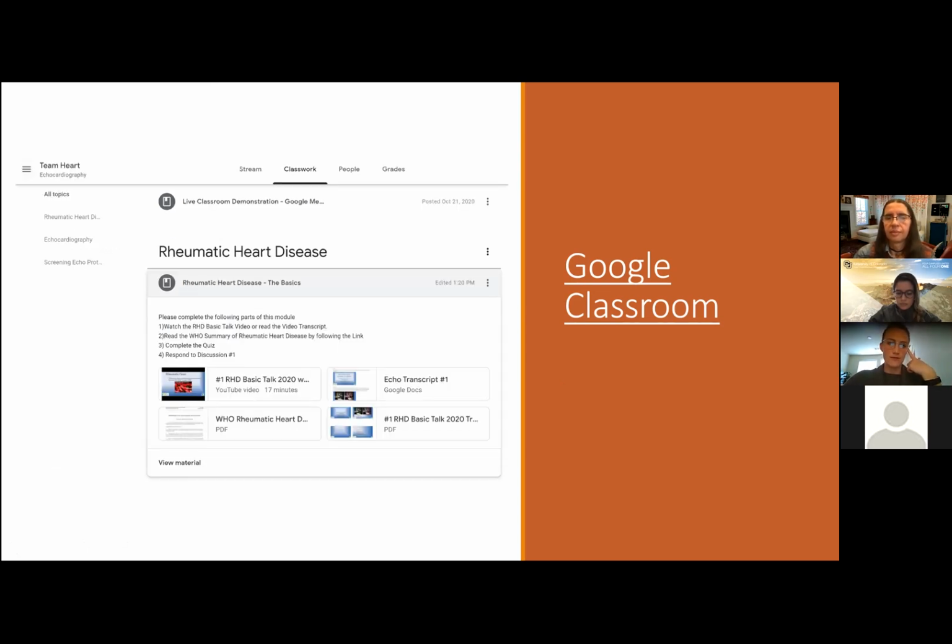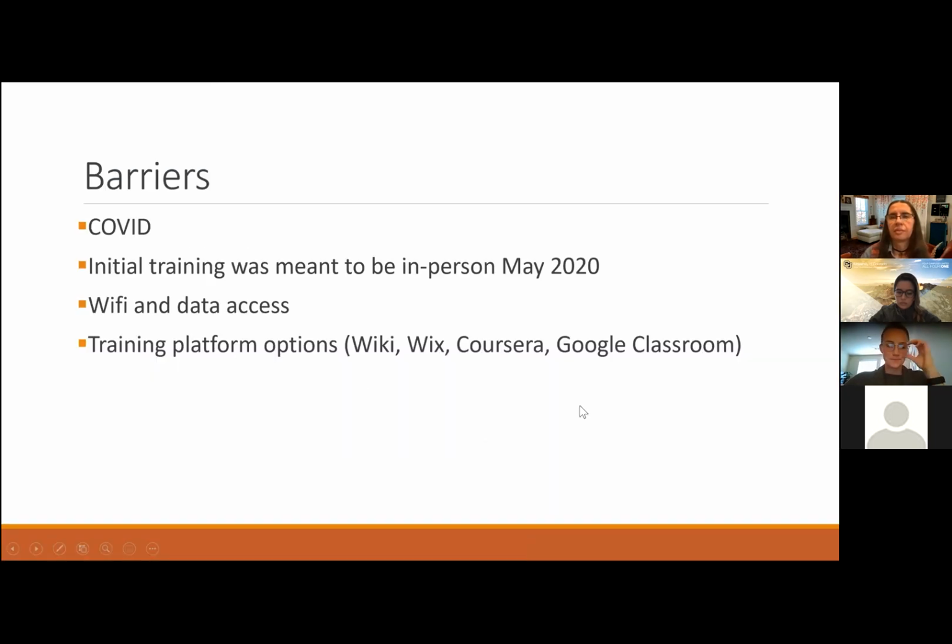And this is just another piece of information. When they click on the basics, they have access to these YouTube videos, which are the PowerPoints being read by David, who walks through how to do the echo, as well as what it means and what the nurses are seeing. And then the transcripts are written out in both English and Kinyarwanda.